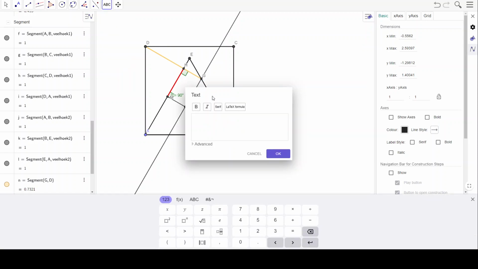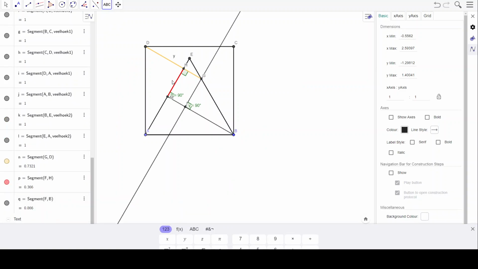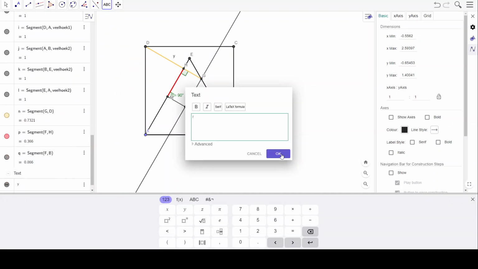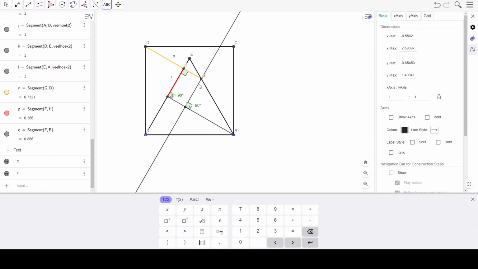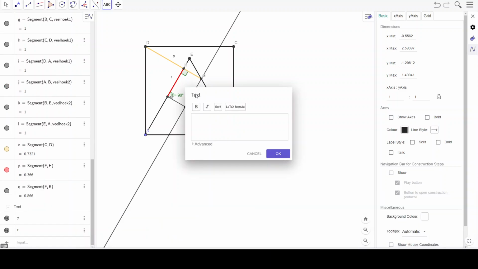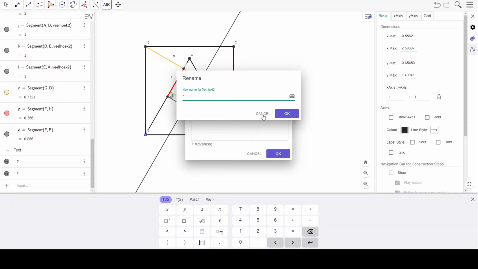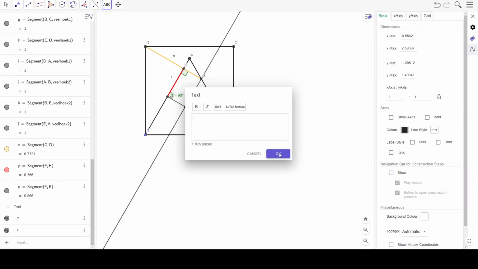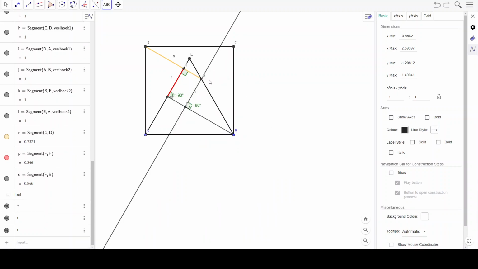So we have the yellow length, let's call it Y. We have the red length called R, and because of this rectangle, this side is also R. So we have that GI is also R. Now, the second part of the proof implies that this length is also here.